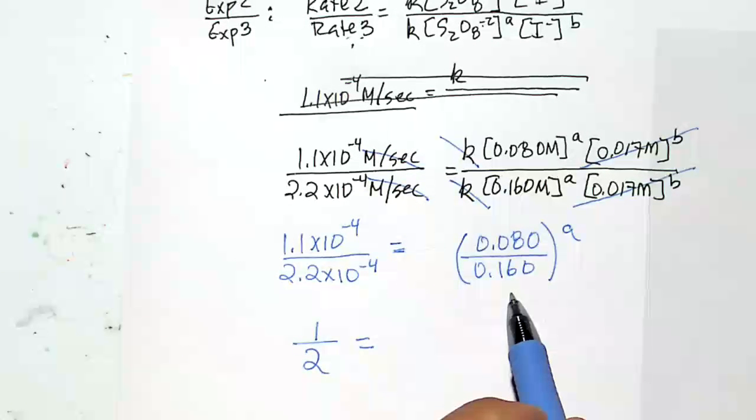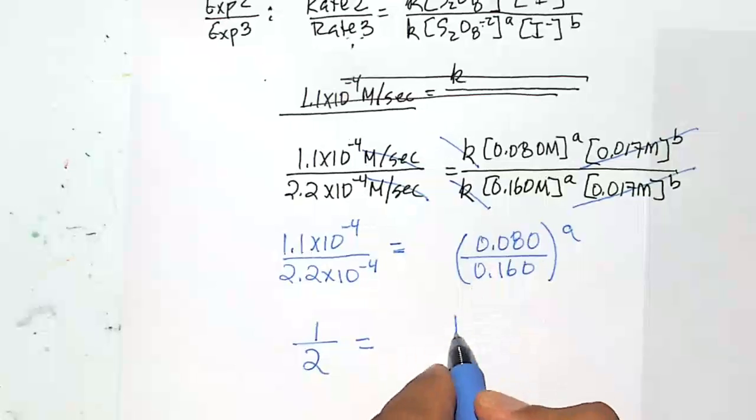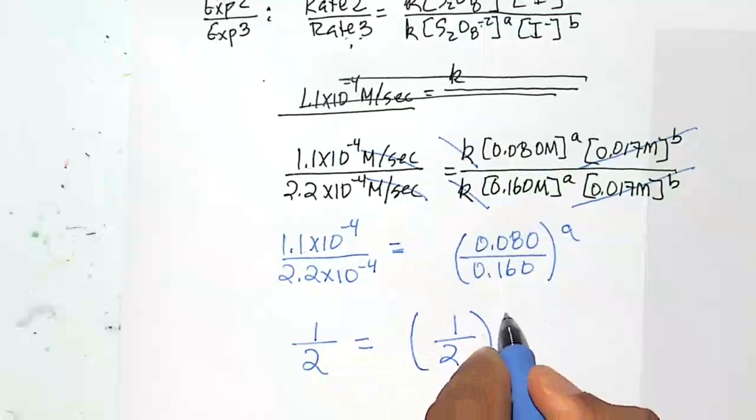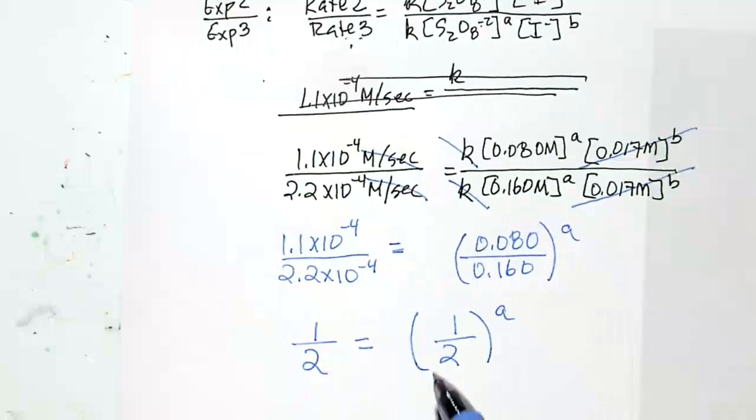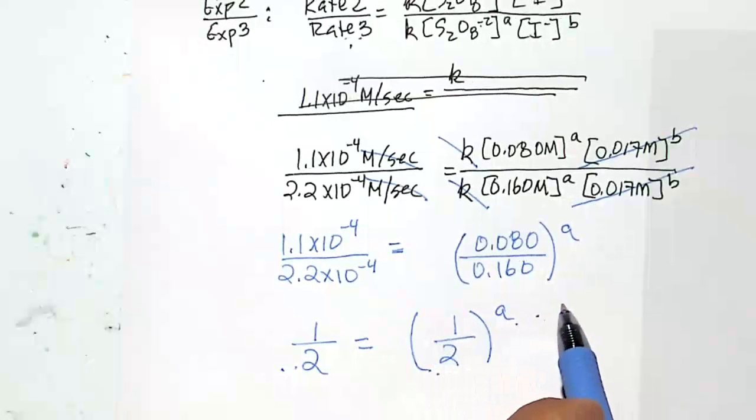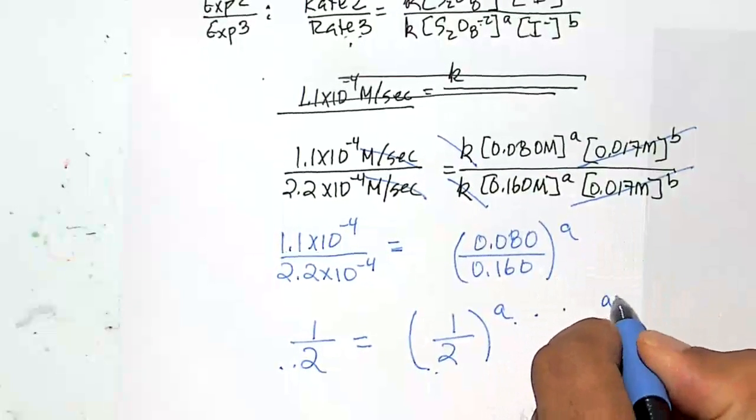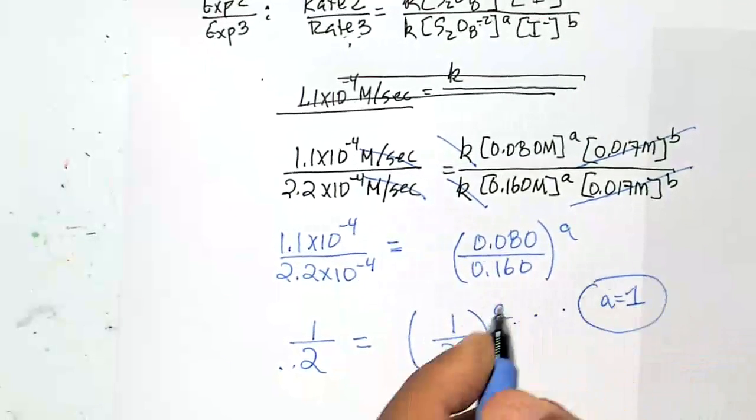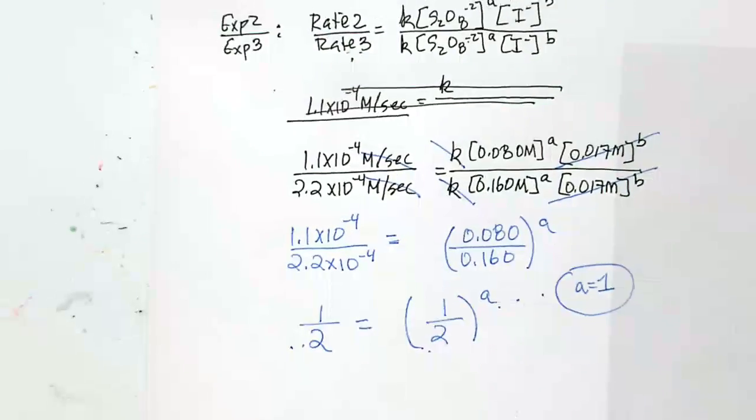What's 0.08 divided by 0.16? 1/2 to the power of a. So 1/2 to the power of a is equal to 1/2. So what will a be? Would it be 0? 1/2 to the power of 0 is 1. Anything to the power of 0 is 1. 1/2 to the power of 2 is 1/4. 1/2 to the power of 1 is 1/2. So what will a equal? 1.